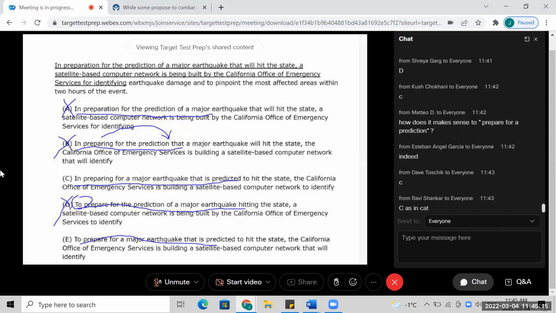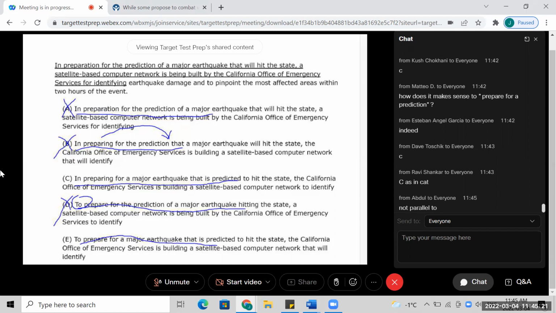Well, now we have our sneaky parallelism. Because if you're too quick, and look at this, you know what they did? In preparing for a major earthquake, the California Office of Emergency Services is building a satellite-based computer network. That doesn't sound that good to me. In preparing, they're building a satellite-based computer network. It sounds a little off. To prepare, this sounds great. To prepare, they're building a satellite-based computer network. Perfect. It's so easy to say that E is correct. It sounds better than C. It works better than C. The only issue is our sneaky parallelism.